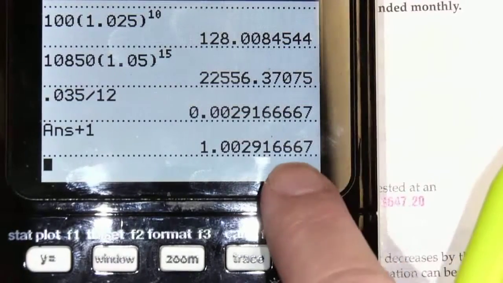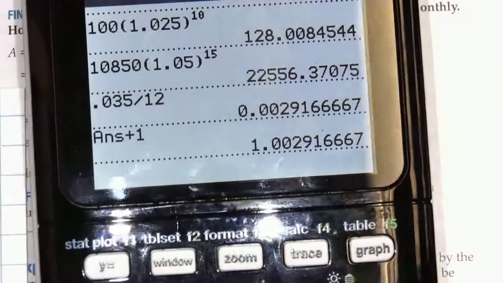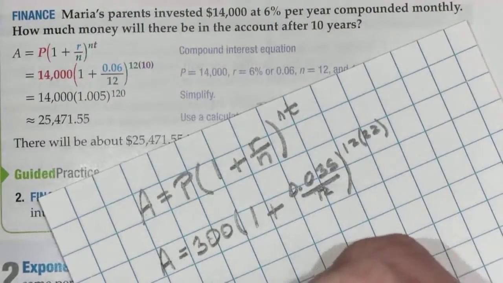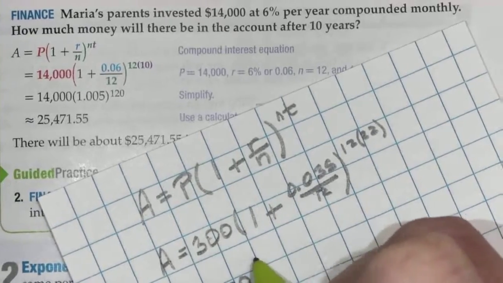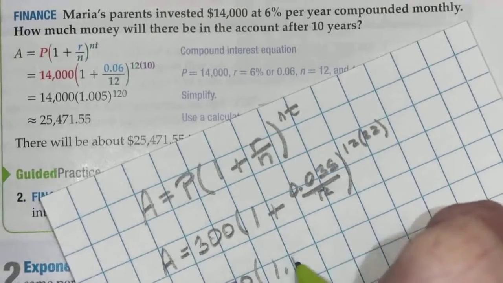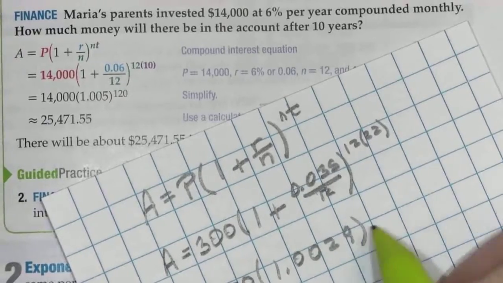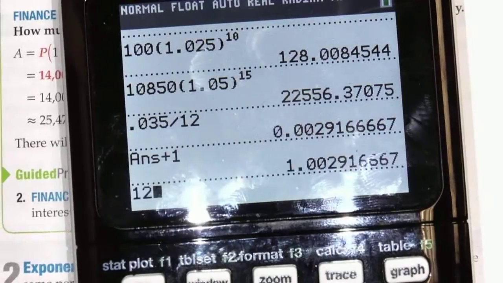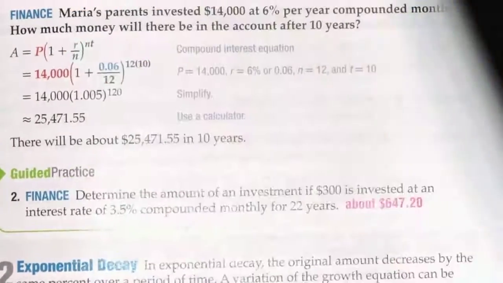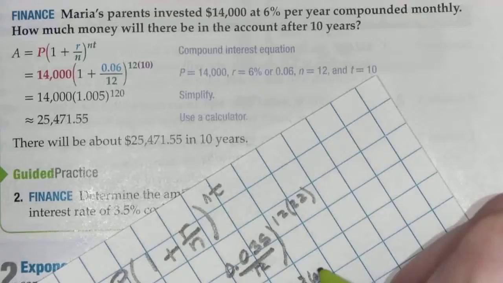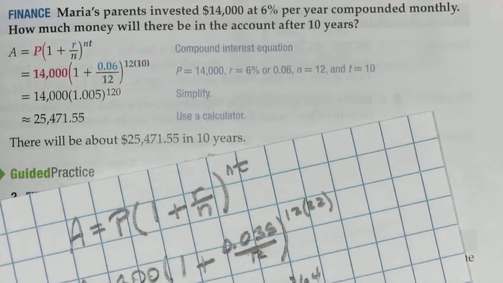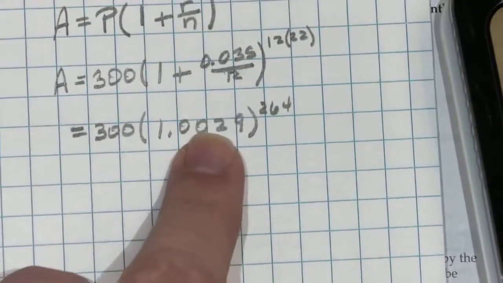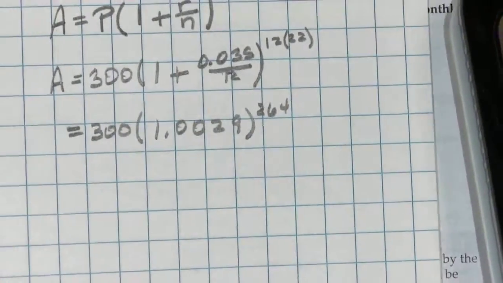Okay, so that's what's going to go in, and let's round it to the nearest 10,000th place just to be as accurate as possible. So 300 times 1.0029 raised to the 12 times 22. 12 times 22 is 264th power. Okay, now if we do that, let's plug it into our calculator. So there's our equation.